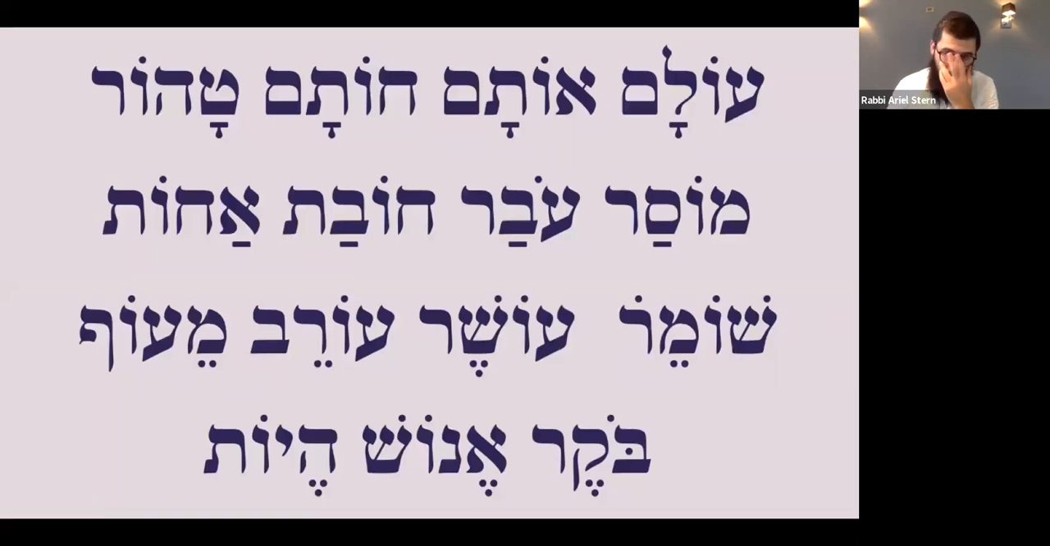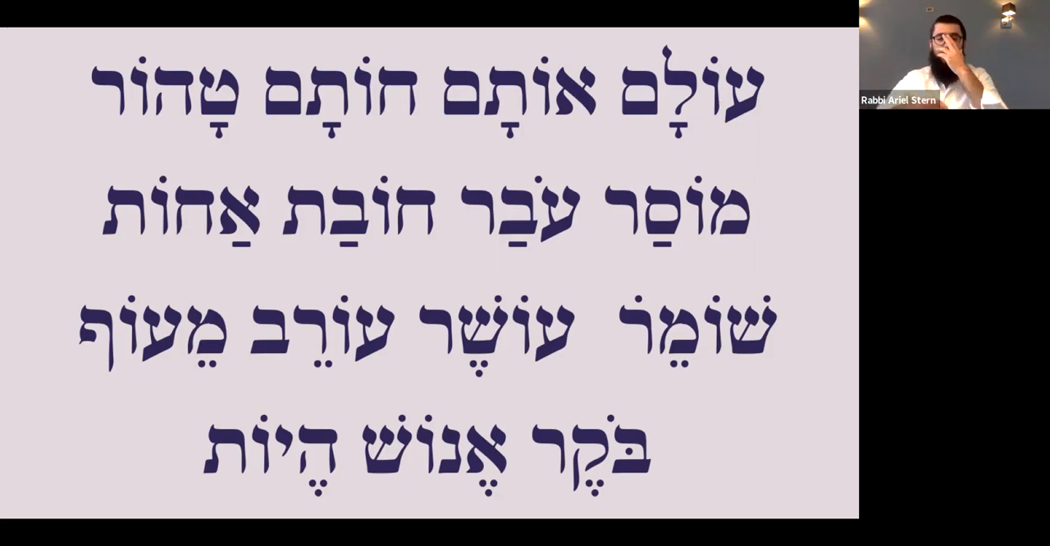Second line. Mo, sar. A mem with a cholam, and then a samach with a patach. So mo, sar. O, second word. O, var. Cho, vat. Achot. Achot means a sister. With an aleph with a patach, chet with a cholam, and a taf with no vowels.